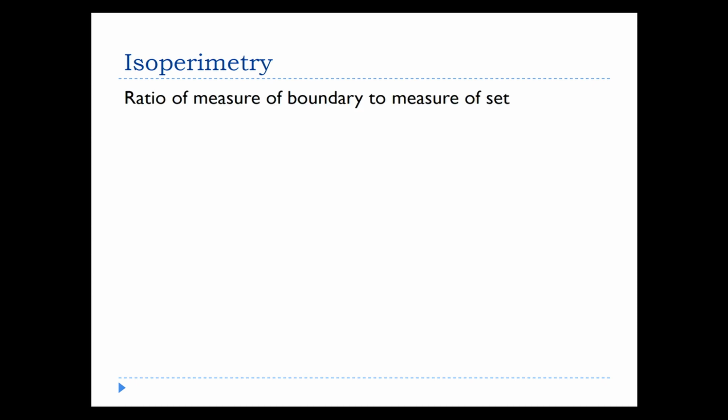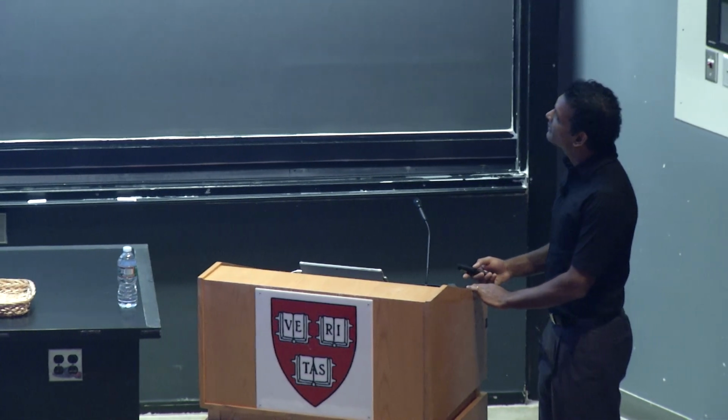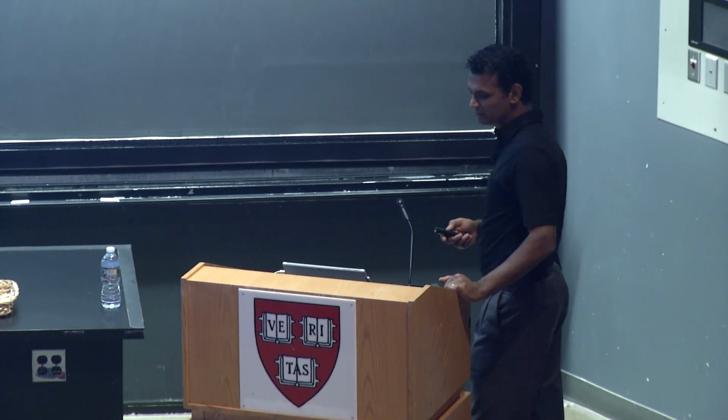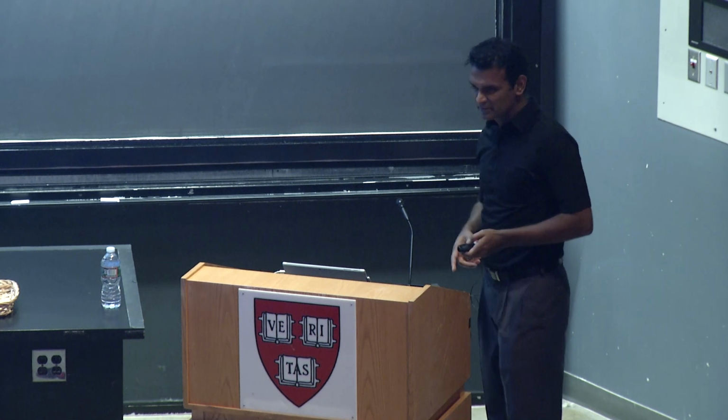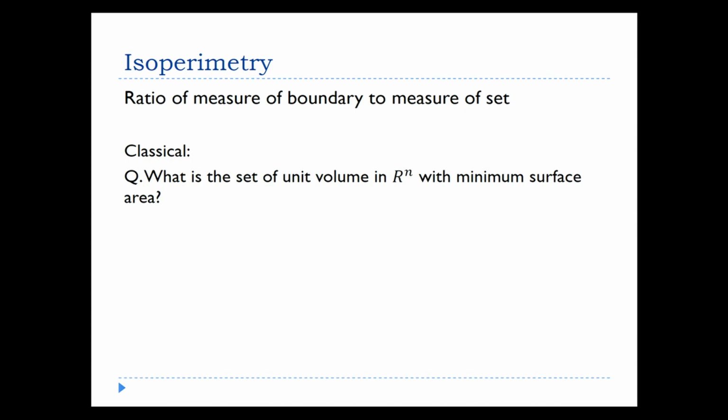So what is isoperimetry? You have a function in space or a measure, and you'd like to understand the measure of the boundary relative to the measure of the set itself. The classical question, most classical: what is the set of unit volume in Euclidean space with minimum surface area? And it's the unit volume Euclidean ball.